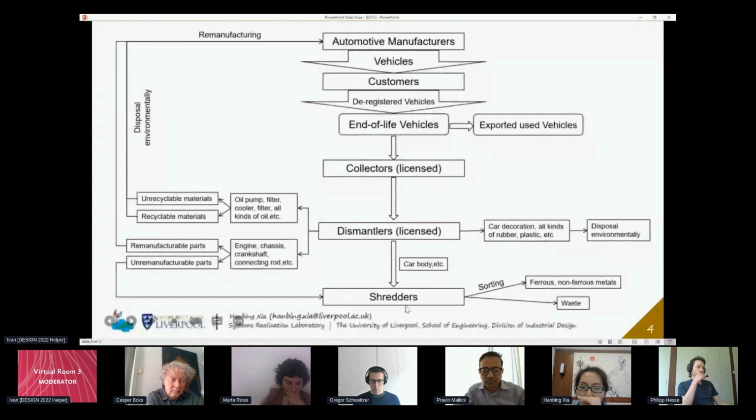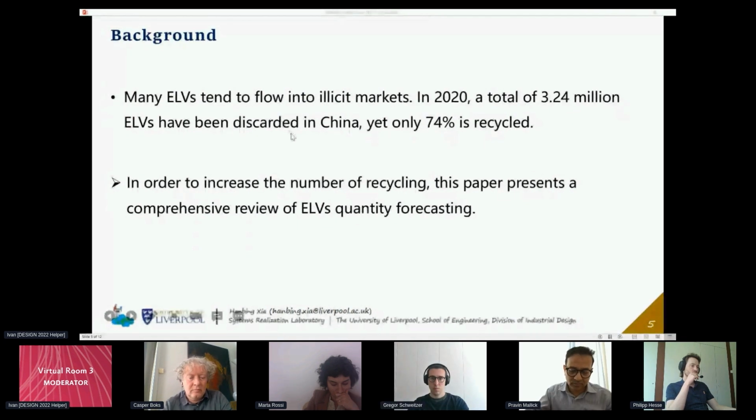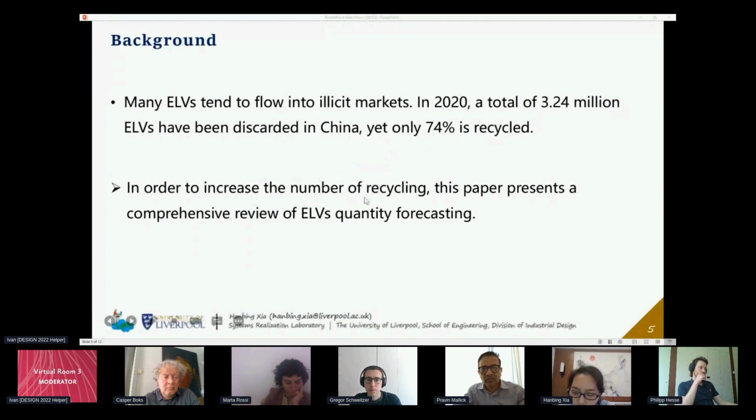However, in certain developing nations, many ELVs tend to flow into illicit markets rather than original equipment manufacturers. For example, in 2020, a total of 3.24 million ELVs were discarded in China, yet only 74% were recycled. Hence, to increase the number of recyclables, this paper presents a comprehensive review of ELV quantity forecasting.